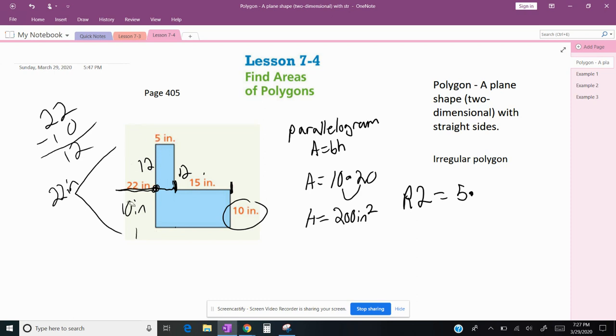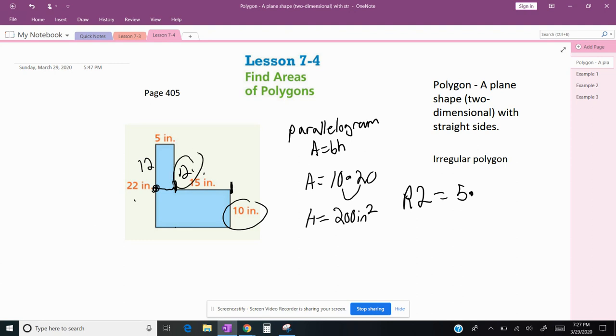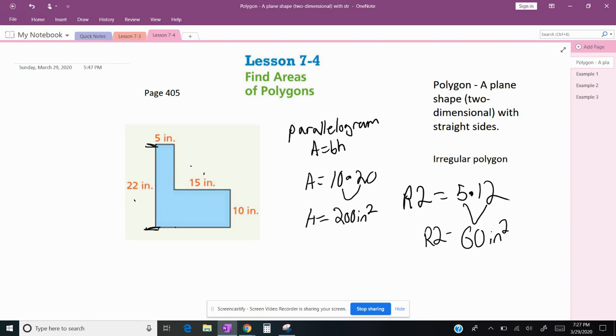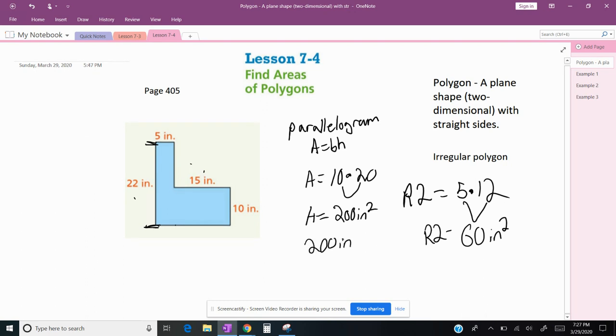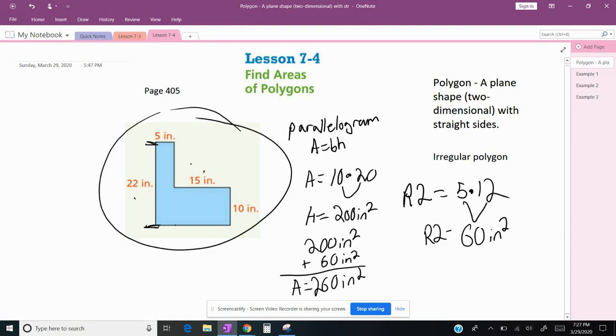And if I back up a little bit, I could see that 10 inches plus 12 inches is that 22 inches, which is the whole thing from bottom to top. So it's going to be 5 inches times 12, and that's going to give me 60 square inches for rectangle 2. So now I'm going to add our two rectangles together. 200 square inches plus 60 square inches, the area is going to equal 260 square inches overall for the whole entire thing.